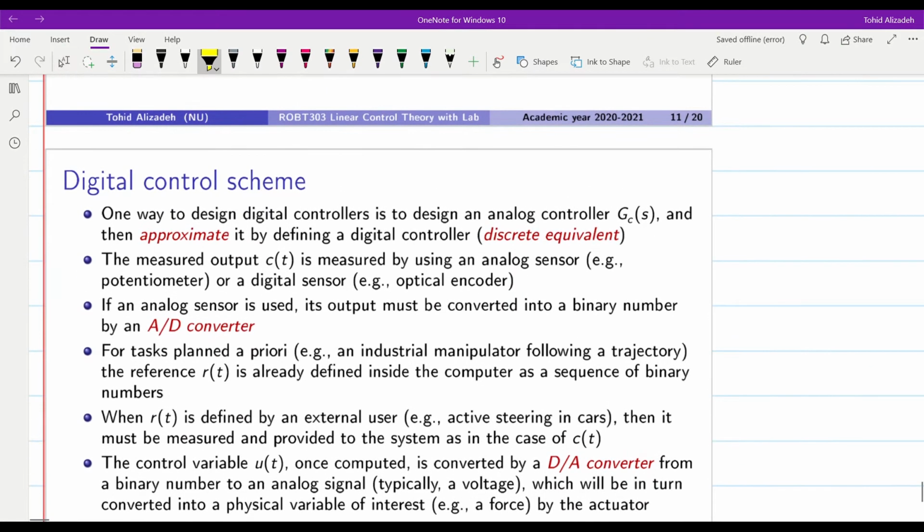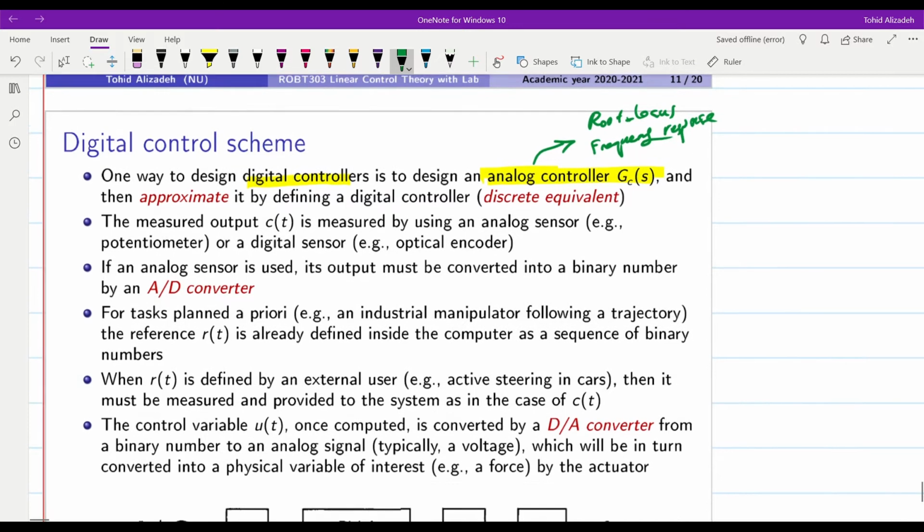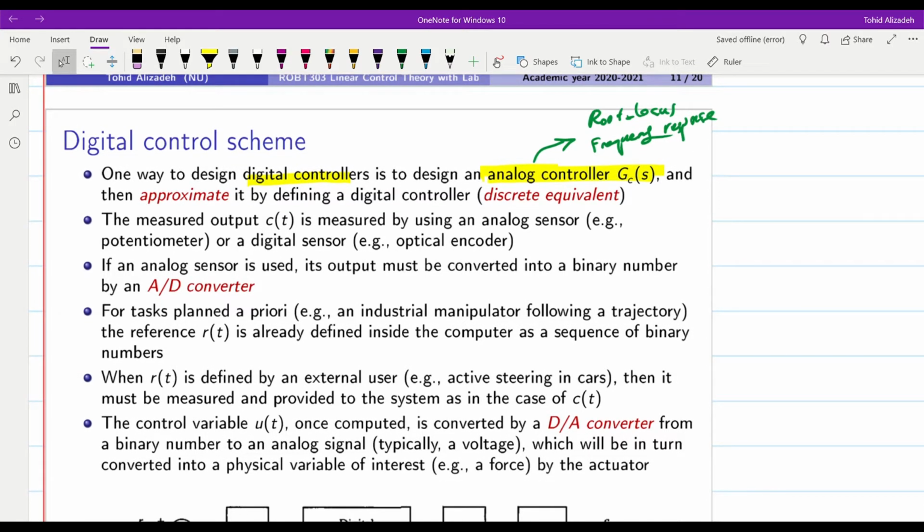One way to design a digital controller is to design an analog controller, because we already know ways to do this design. You know that you can use the root locus approach, for example, or the frequency response approach to design a controller: PID controller, lead control, lag control, lead-lag, and so on. You can design an analog controller and then approximate it by defining a digital controller. Indeed, by finding the discrete equivalent of the analog controller, we can obtain a digital controller.